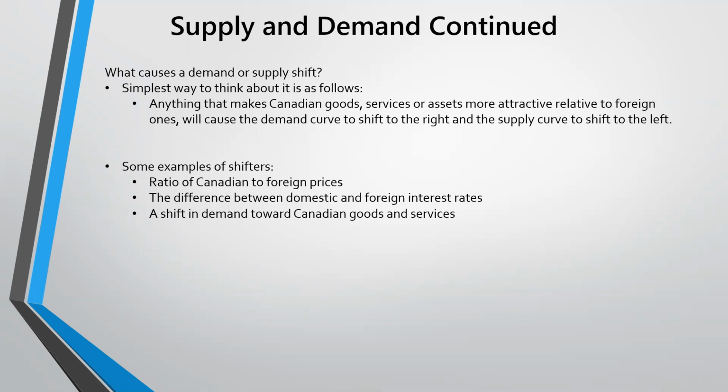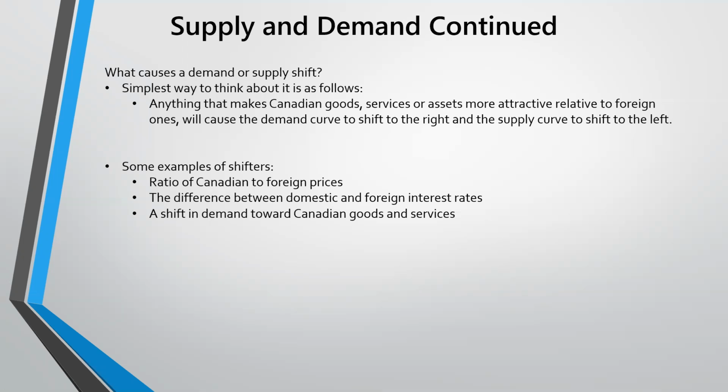So let's go on to supply and demand shifts. The simplest way to think about it is going to be anything that makes Canadian goods, services, or assets more attractive relative to foreign ones will cause the demand curve to shift right and the supply curve to shift left. So some examples of shifters are going to be the ratio of Canadian to foreign prices. And this matters since the demand and supply of Canadian dollars related to goods, services, and assets is going to depend on the real exchange rate. For a given nominal exchange rate, the lower the Canadian prices are relative to the foreign, the lower the real exchange rate will be.